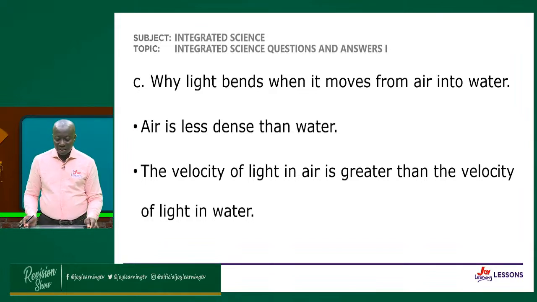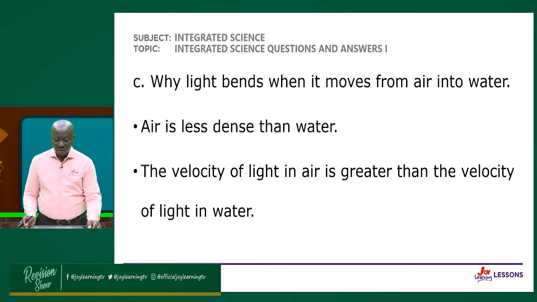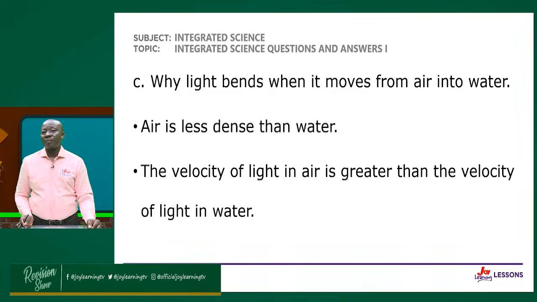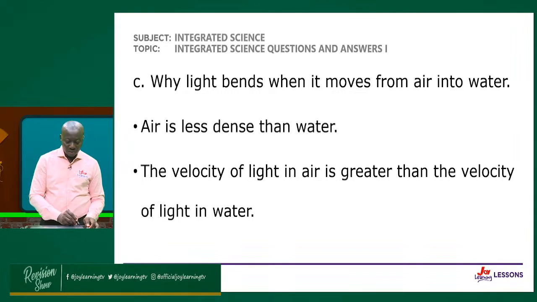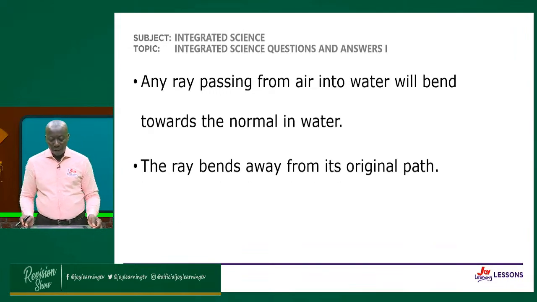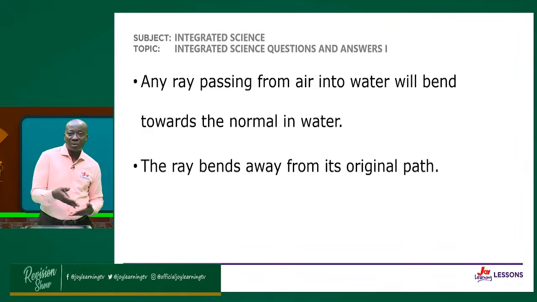Air is less dense than water. In terms of their densities, air is less dense than water, and the velocity of light in air is greater than the velocity of light in water. So based on the density, as light travels from air into water or any other medium that is denser than air, the velocity or the speed reduces. Because of the density, any ray passing from air into water will bend towards the normal. So if you have a ray traveling from air into water, because the water is denser than the air, you see the ray bending towards the normal.